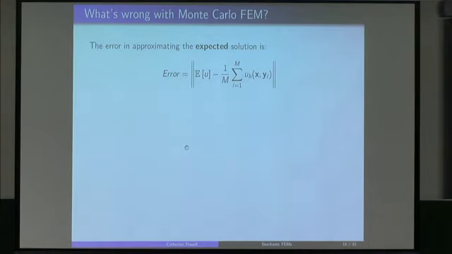So what's wrong with Monte Carlo? I think we all know what's wrong with Monte Carlo. It's very slow to converge. But I want to emphasize what's wrong with Monte Carlo from an applied mathematician's perspective. Where are we coming from? As I said, for us, it's all about accuracy.